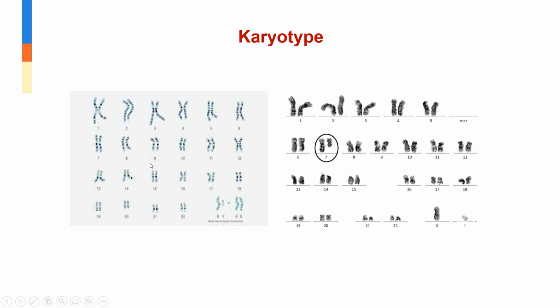So here, there we go, perfect. This is a normal karyotype. And this shows all of the basic pairs of chromosomes and how they should look normally.